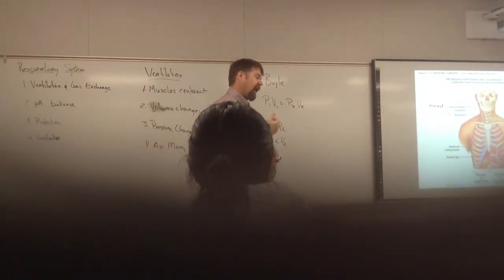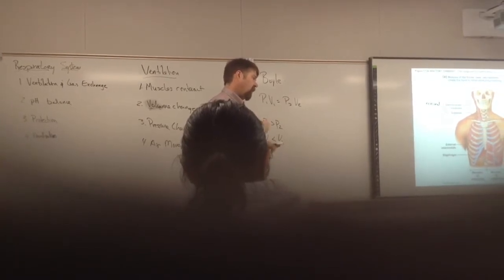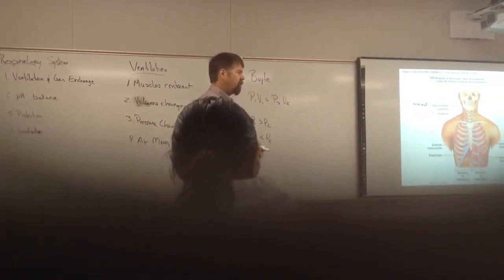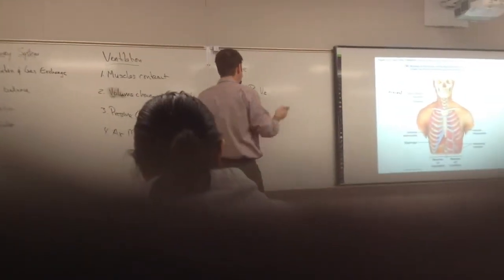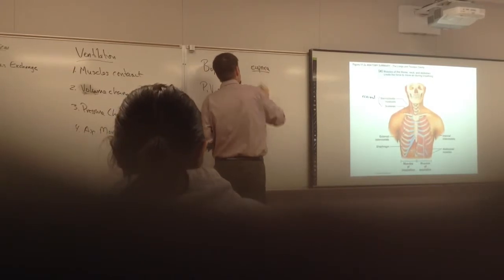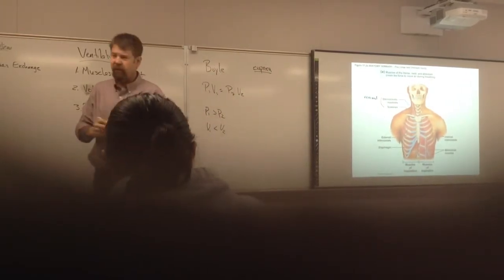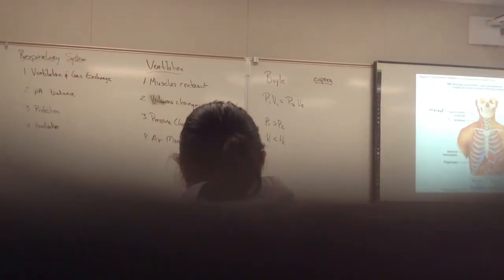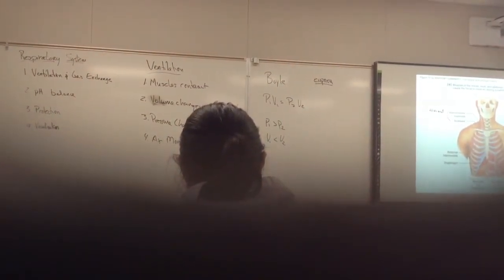And then what do I do? I relax those muscles. The volume then decreases back to normal, and I exhale. So normal resting breathing is called eupnea. Eu means true. Pnea refers to pressure. Eupnea is just passive breathing.